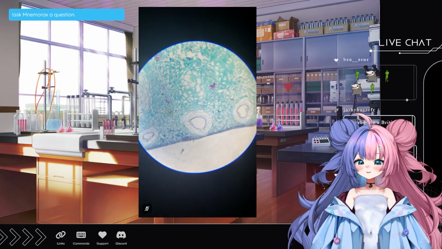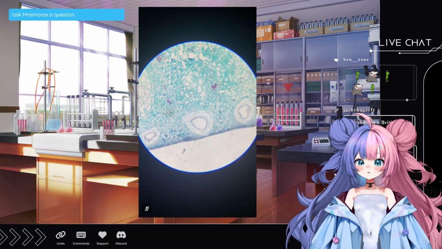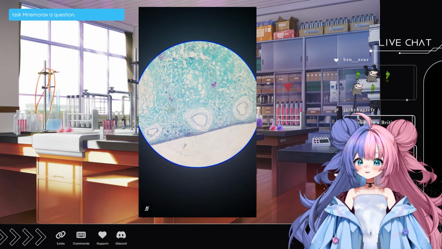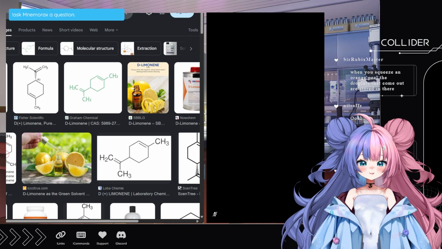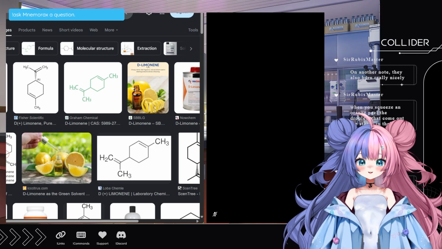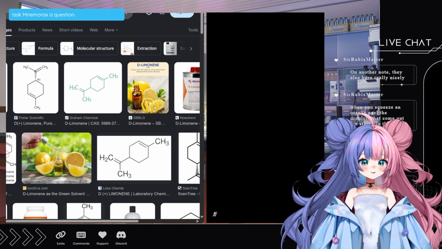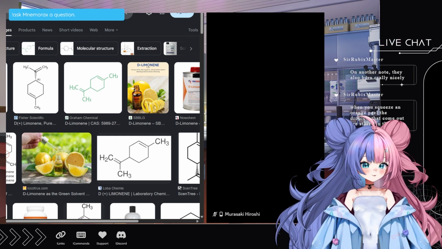Now, this is the peel of an orange. Can you guess what these little holes we see in the glass are? When you squeeze an orange peel, the droplets that come out are still there. Yes! Oh yes, they burn super nicely. They are a very big deterrent for cats.